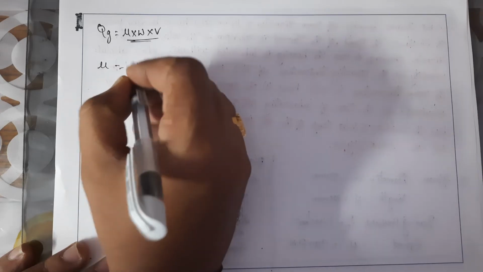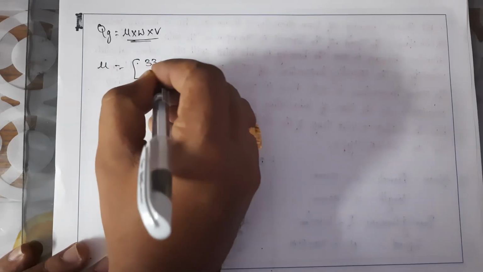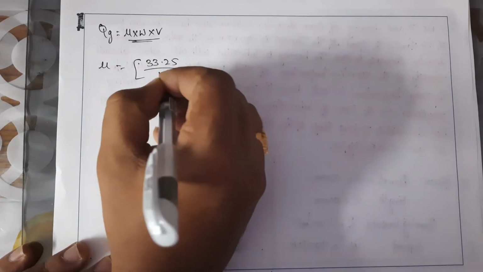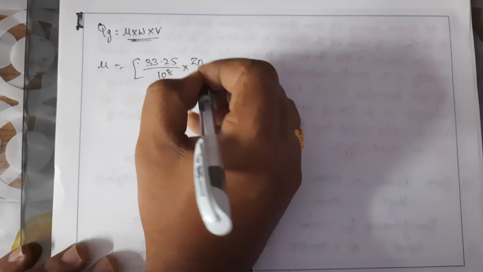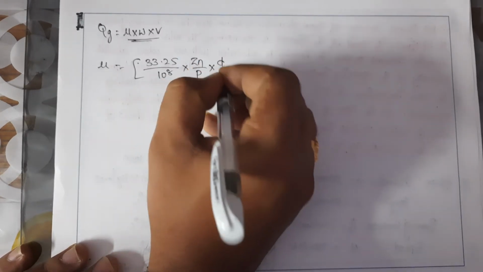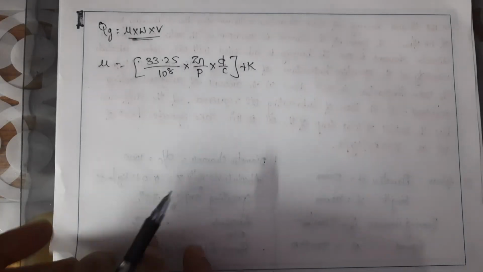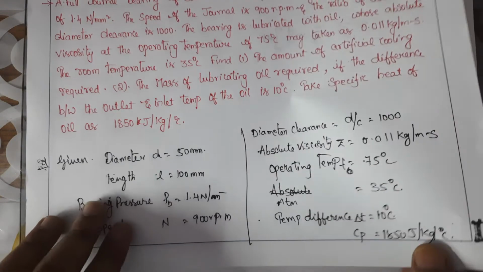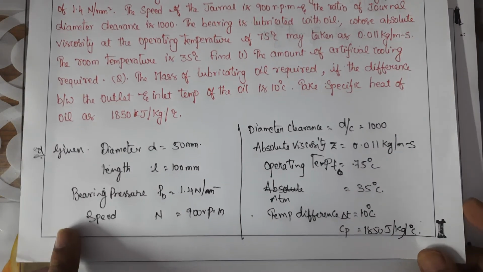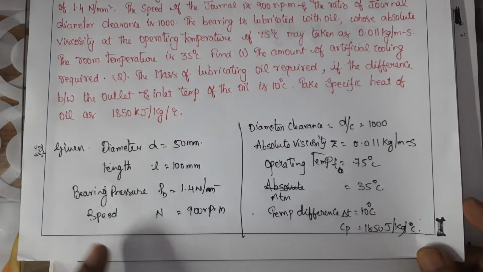Mu is equal to 33.25 by 10 to the power of 8 into Zn by P into D by C plus K. So this is the formula we are having. In the question itself he has mentioned all the data regarding the Zn by P, 33.25 by 10 to the power of 8.